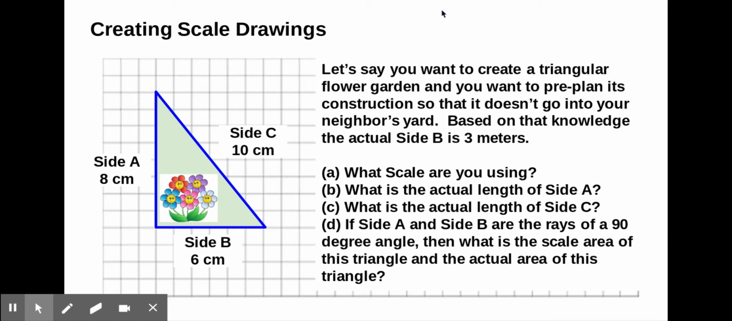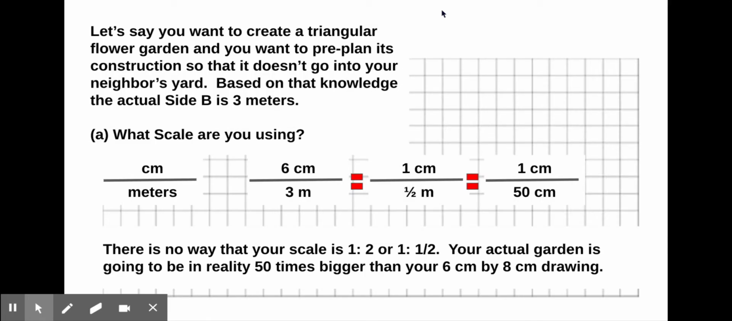Side B, we've drawn it on the piece of paper and we've measured it out. It's 6 centimeters. And we've got side A, it's 8 centimeters. We got side C, that's 10 centimeters. Now, based off of this and knowing that side B can't be more than 3 meters, we want to say that the 6 centimeters is 3 meters. So based on that, we got to figure out what the scale is. And then based off of that scale, we got to figure out the actual length of side A and the actual length of side C. And then lastly, we want to talk about what the actual area is that we're dealing with for the actual flower garden. So as we look at the next slide here, all right.